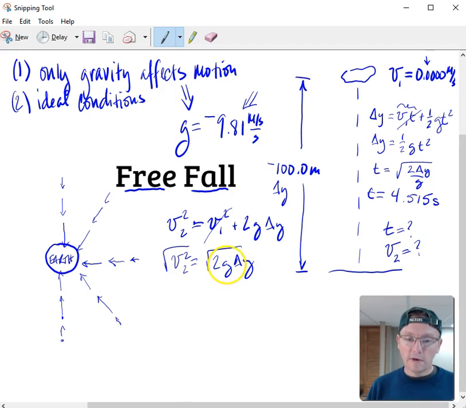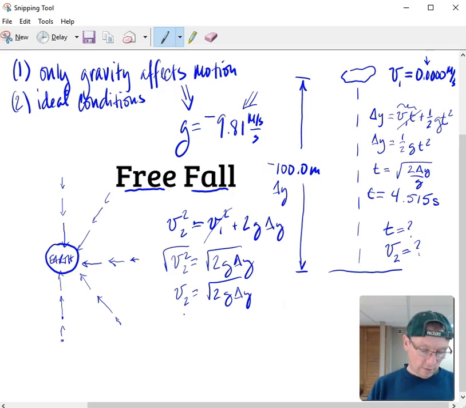I'm okay because this is a negative 9.81 and this is a negative 100, so those negatives are going to cancel. So I end up with v sub 2 equals the square root of 2g delta y, and then I can do the math again. So 2 times 100 times 9.81 equals that, and then square root. So I end up with a v sub 2 of 44.29 meters per second. I think I have 4 sig figs still.